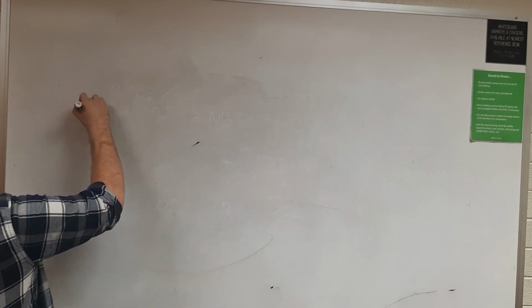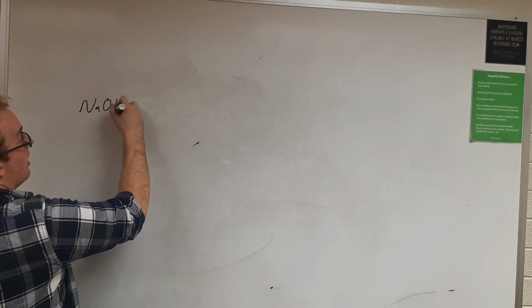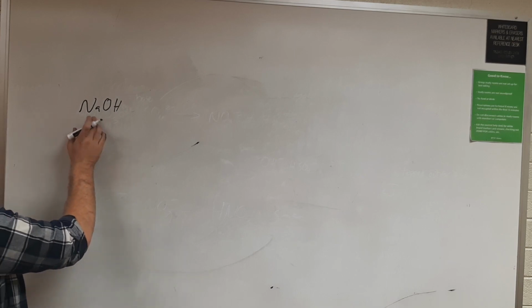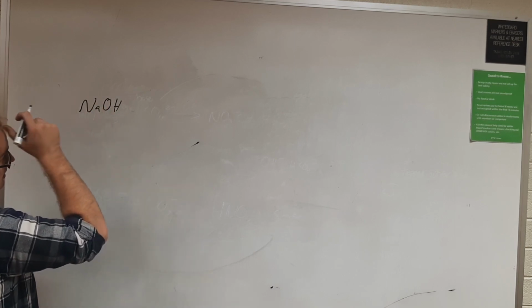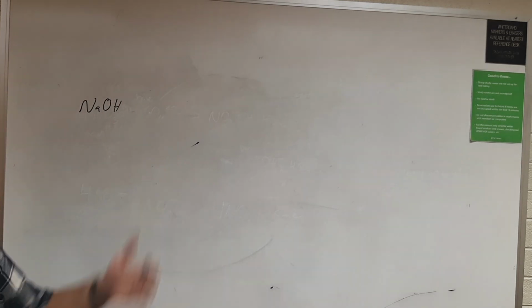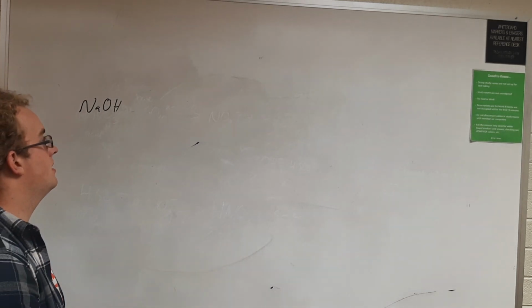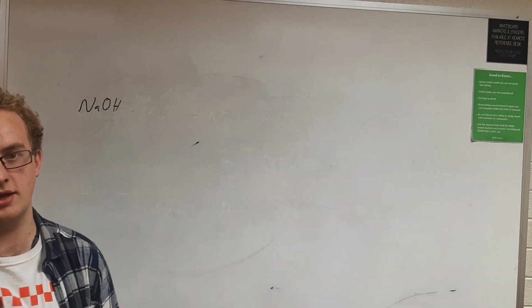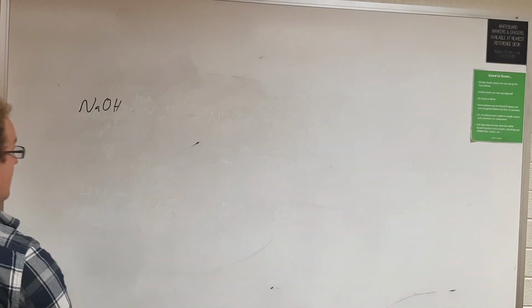Like here we have a base. This is an Arrhenius base because it yields hydroxide ions in solution. This is just sodium hydroxide, right? We just called it the same thing that we would when it was just an ionic compound. That's all you do for bases. Just name it the same way you would normally.